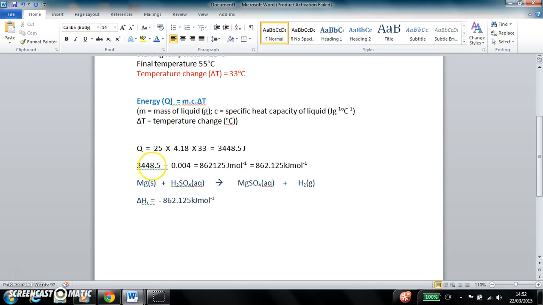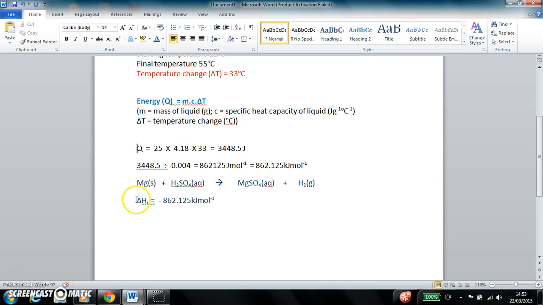So it's 3,448.5 divided by 0.004, the moles of magnesium, which gives us an energy change per mole of 862.125 joules per mole. And again, the normal standard practice is to turn the joules into kilojoules. So I've divided this number by 1,000 to give a final answer of 862.125 kilojoules per mole. And here is the summary of the reaction.